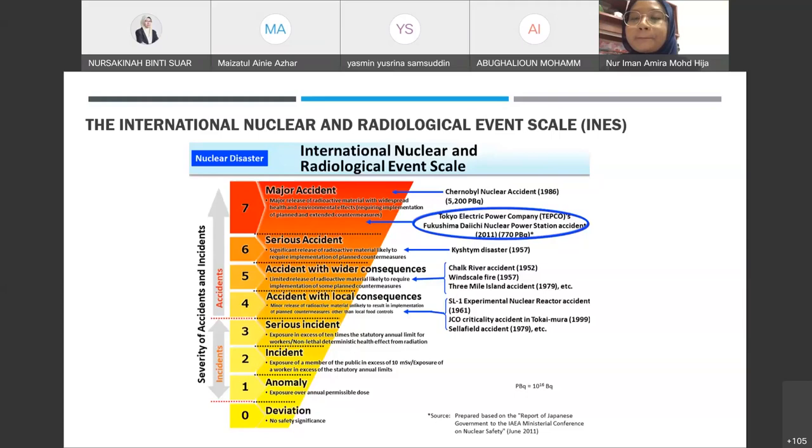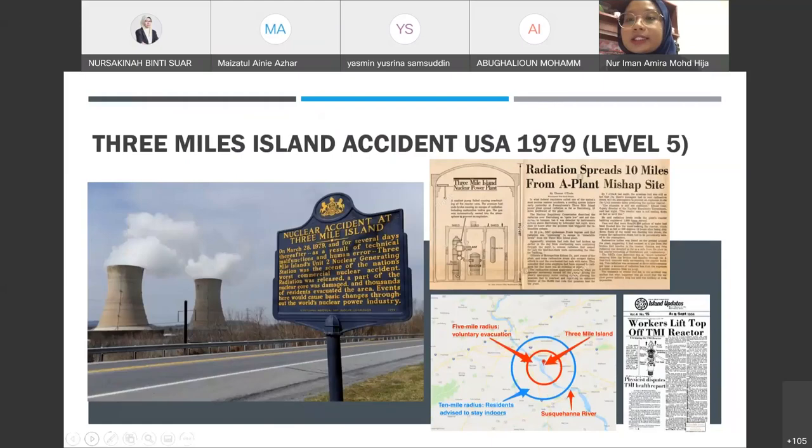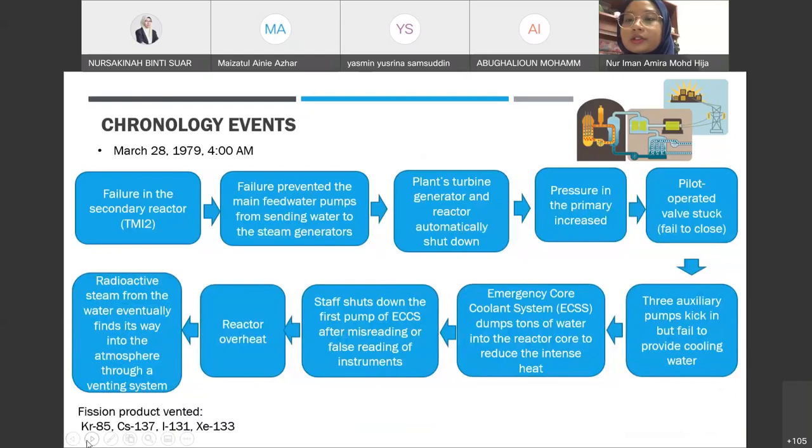The first accident is Three Mile Island, located in Pennsylvania in 1979. It is categorized as level 5 of nuclear accidents. It consisted of pressurized water reactors. The chronology of events of this accident: it began at about 4 a.m. when the plant experienced a failure in the secondary reactor, TMI-2, and a mechanical failure prevented the main feed water pumps from sending water to the steam generators that remove heat from the reactor core. This caused the plant's turbine generator and then the reactor itself to automatically shut down.